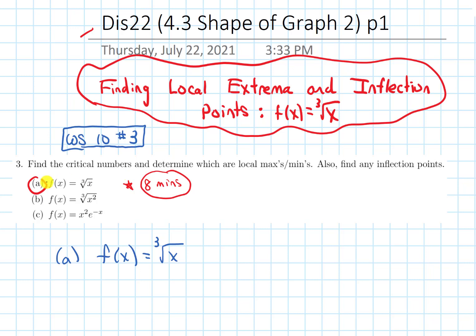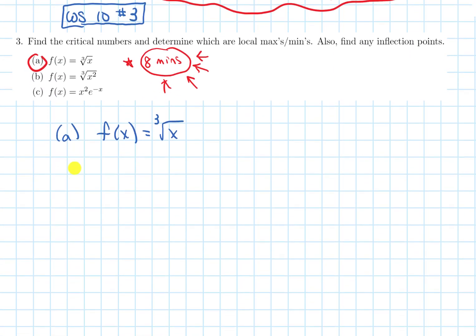All right, so I want to first give you 8 minutes to try this problem. So 4, 3, 2, 1, pause it and try just part A for 8 minutes. Alrighty, so hopefully you did that. Hopefully you paused it and tried it for about 8 minutes. Let's talk about it together now.